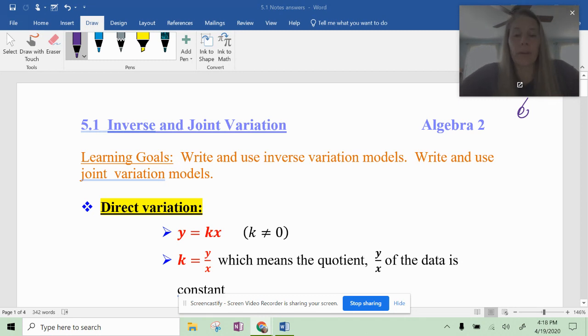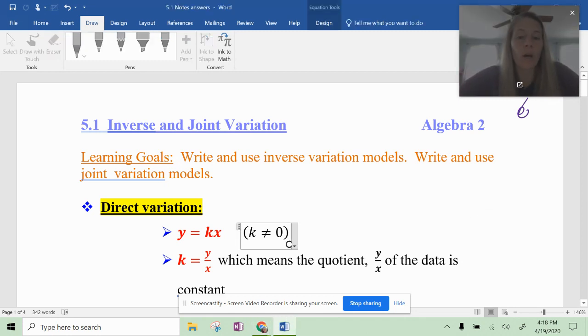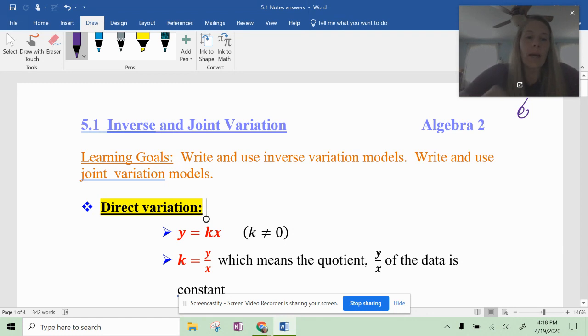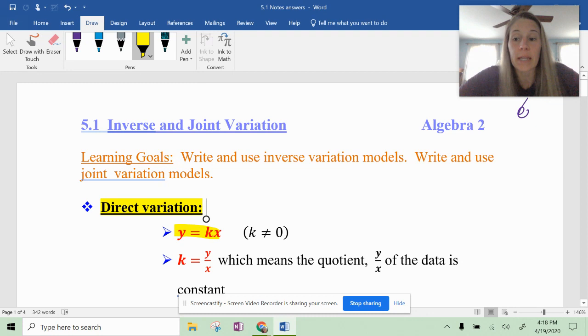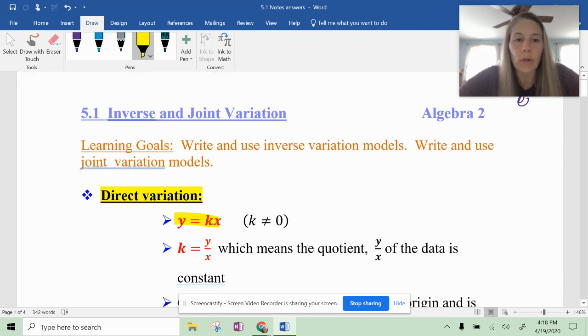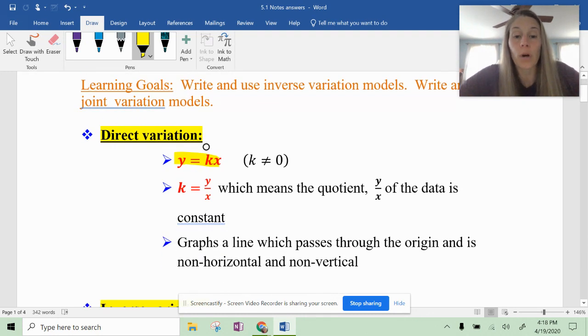So for direct variation, we have the equation here, y equals k times x. It looks very familiar to what you might remember from Algebra 1, because it's really just a form of y equals mx plus b, but a more specified or special form of it. Very similar to the slope, the constant is a very special type of slope because it always goes through the origin.